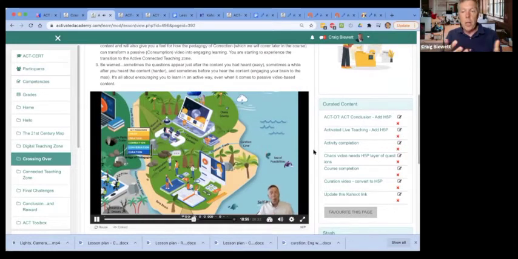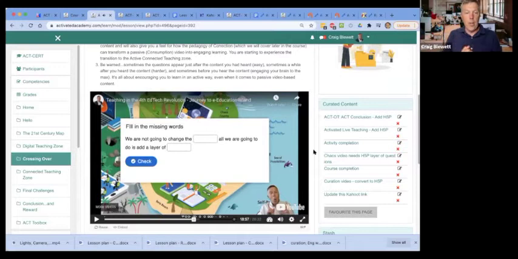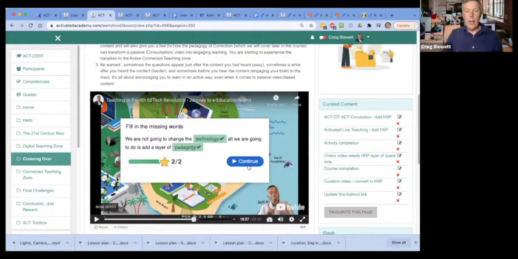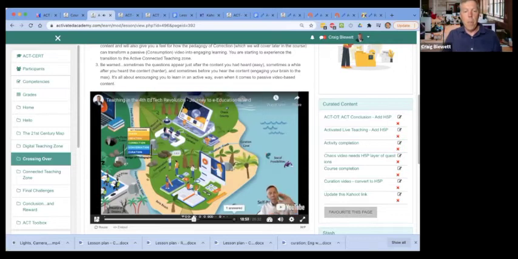And this is an illustration of applying the pedagogy of correction. So we are not going to change, I think, if I remember correctly, the technology. All we are going to do is add a layer of pedagogy. Let me see if I actually remember my own stuff. Yeah, got it. And what we're going to do, so you can continue.